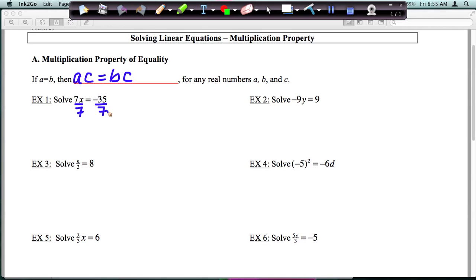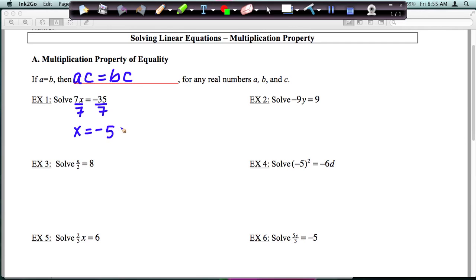And the reason this works is 7 divided by 7 is what? It's 1. So this basically goes away, and I have 1x, or just x. We don't usually write 1 times x. We just write x equals, and then on this side I have negative 35 divided by 7, which is negative 5. So we have x is negative 5.